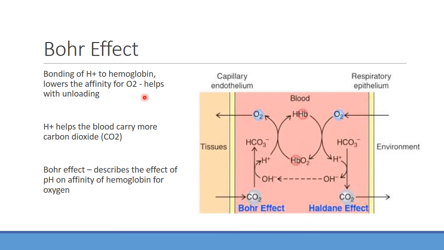Okay, so you can look at that Bohr effect, the bonding of hydrogen ions to hemoglobin. That's going to lower the affinity for O2. Again, it helps with that unloading. So lower pHs help to shift that curve over to the right and drop off oxygen over the tissues.